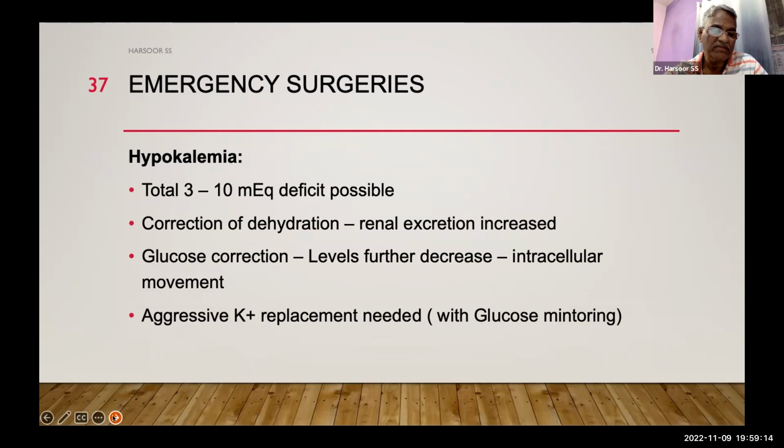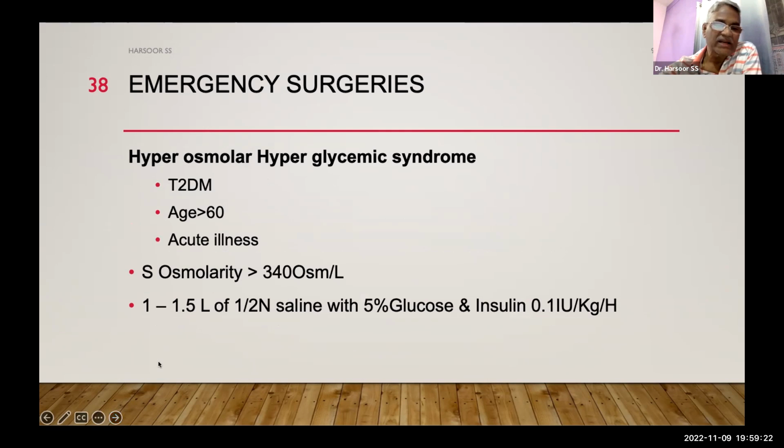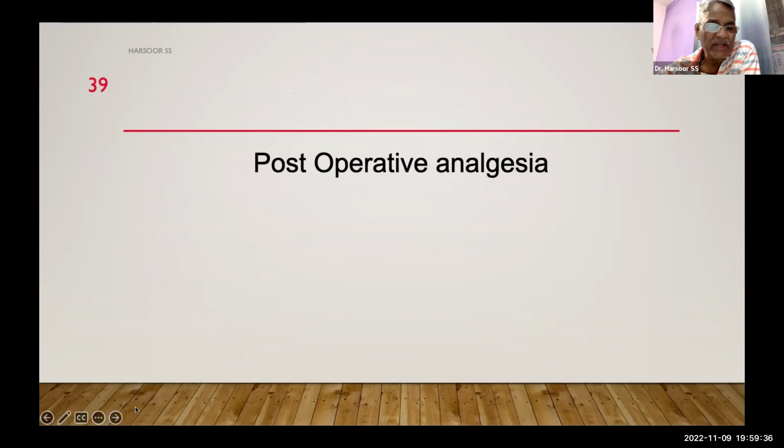And also another one is about the hyperkalemia. I'm not going to deal with this because my next speaker is going to talk in detail about this. So this is another condition also where half normal saline may be used to treat the hyperosmolar hyperglycemic syndrome. So that way we need to deal with all the emergencies without waiting to correct it. Otherwise we may do more damage.